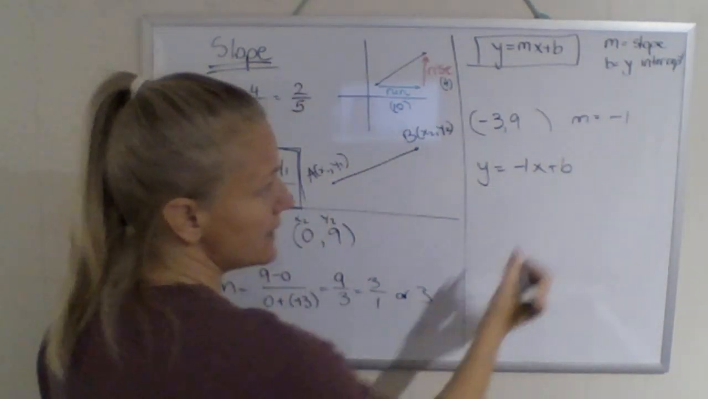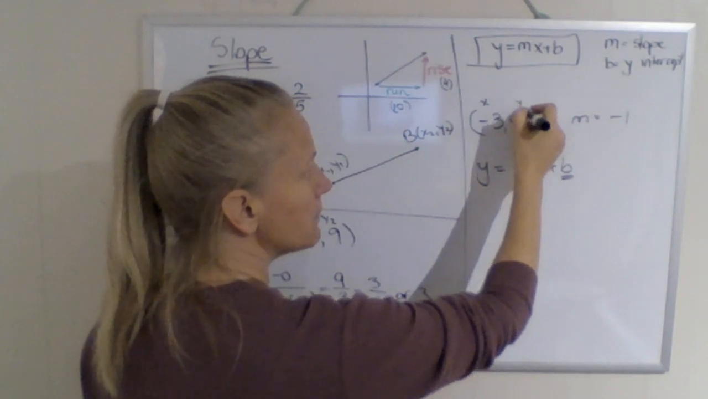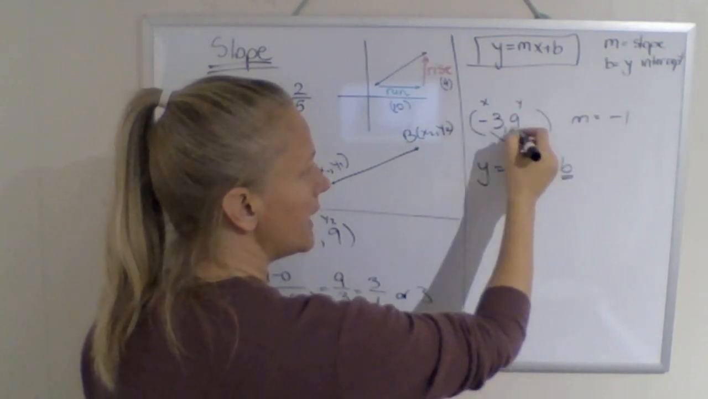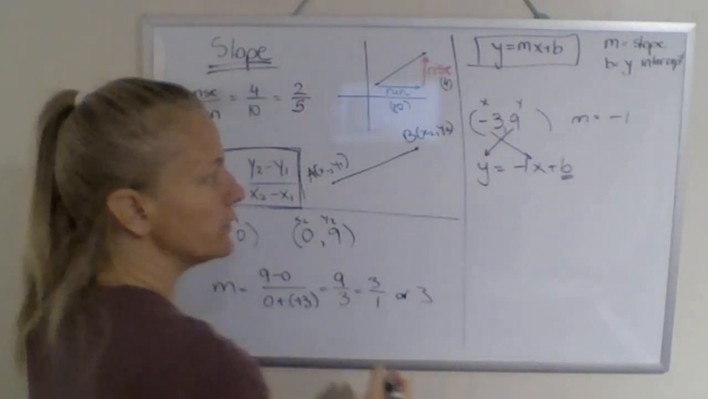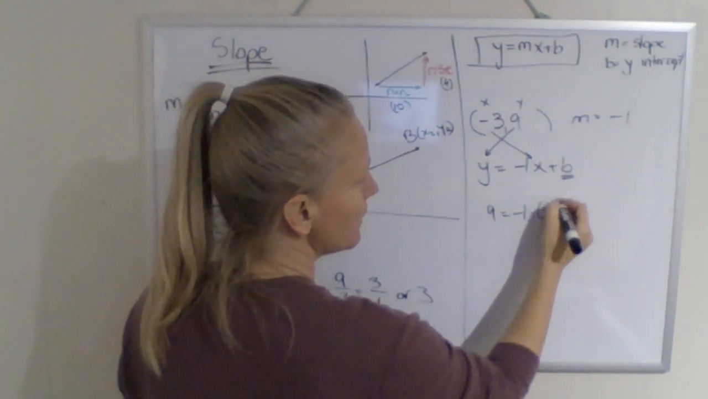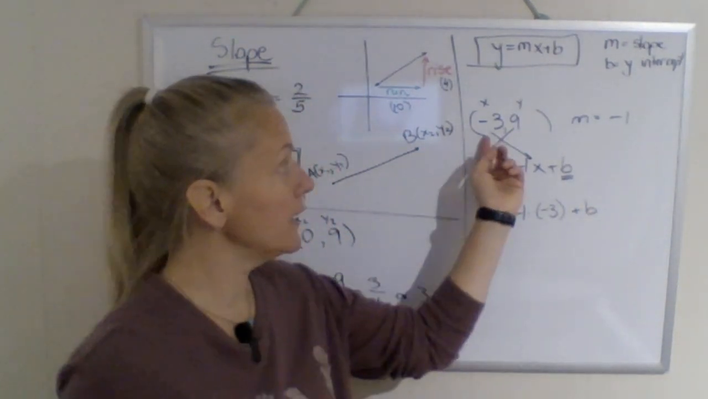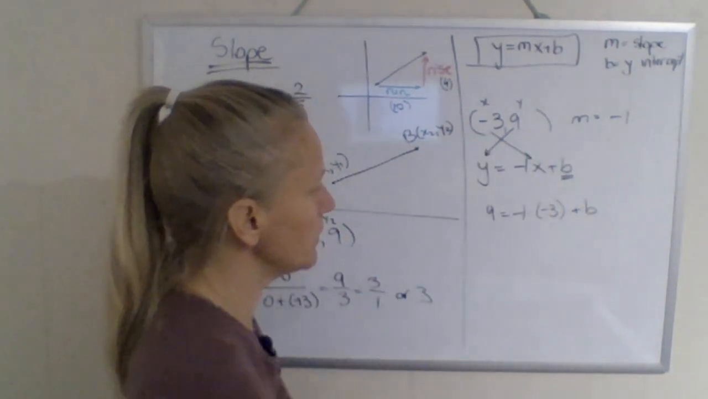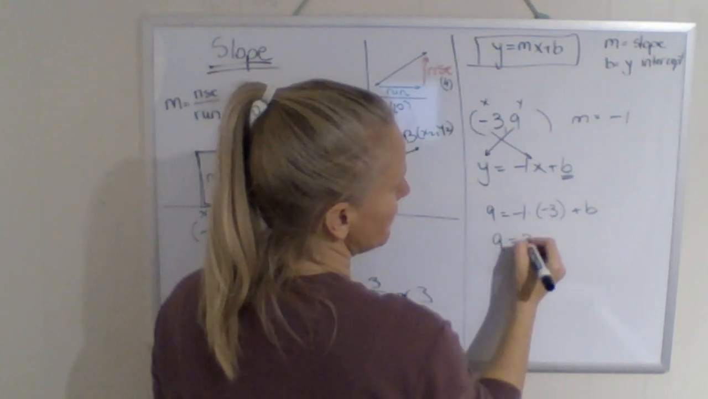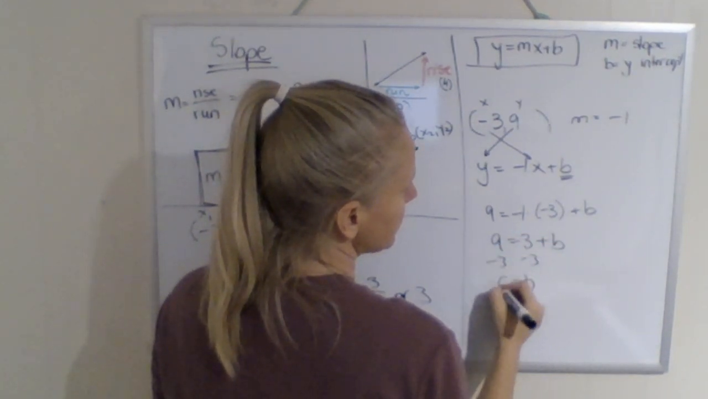Now that I have this, I know I need my y-intercept. This is my x, this is my y. I can just go ahead and substitute them. 9 equals -1 times -3, which is my x, right? Plus b. Remember, your first coordinate is always your x, your second coordinate is always your y. 9 equals 3 plus b, -3 minus 3, b equals 6.